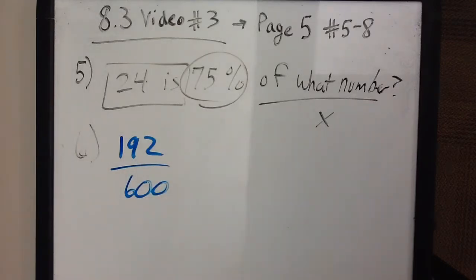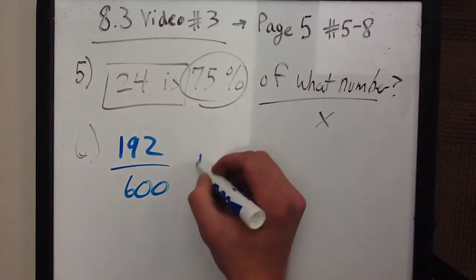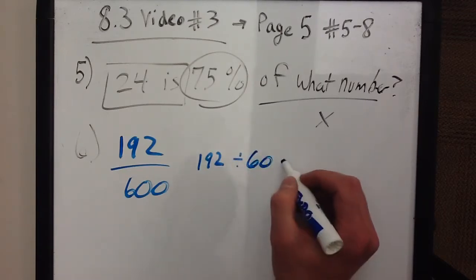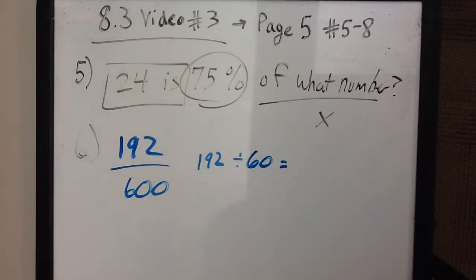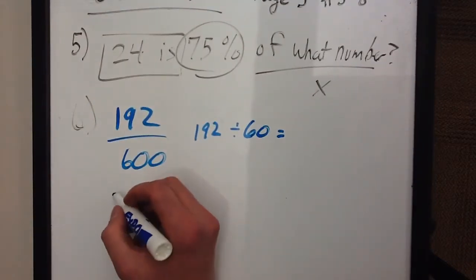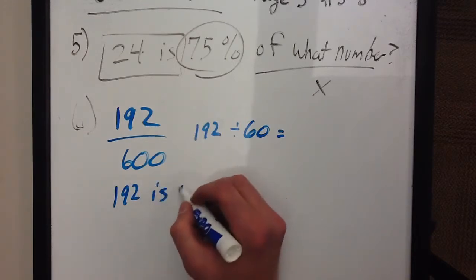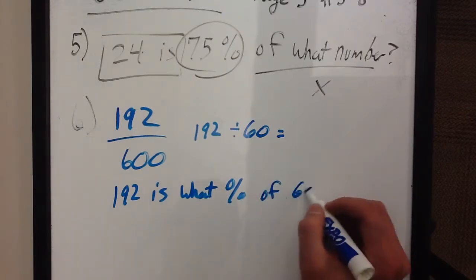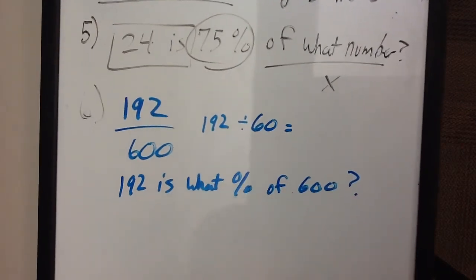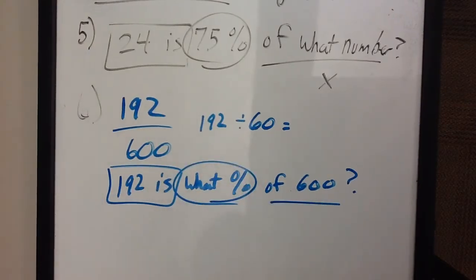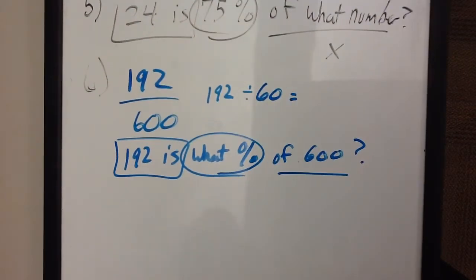Okay, so basically there you have a fraction. You can take that to a percentage, right? You take 192, this horizontal fraction bar means divided by 600, and you would get some decimal, and then you take that decimal to a percent. Okay, now if you want to turn this into a sentence, you could say 192 is what percent of 600, okay? And then here we can identify the parts. 192 is what percent of 600, and then plug in those parts to your proportion.